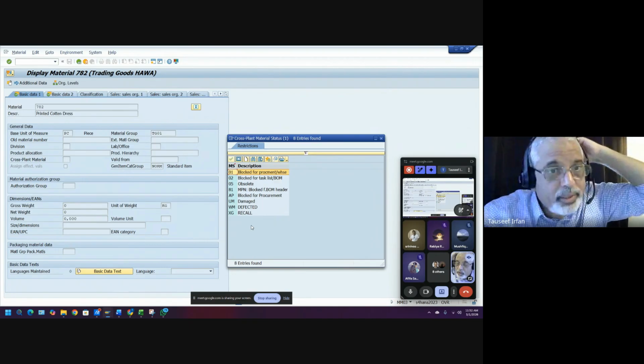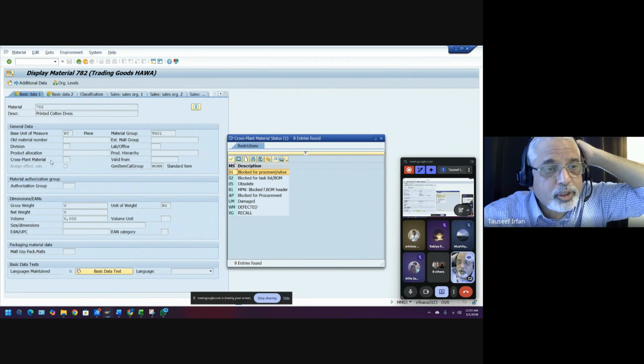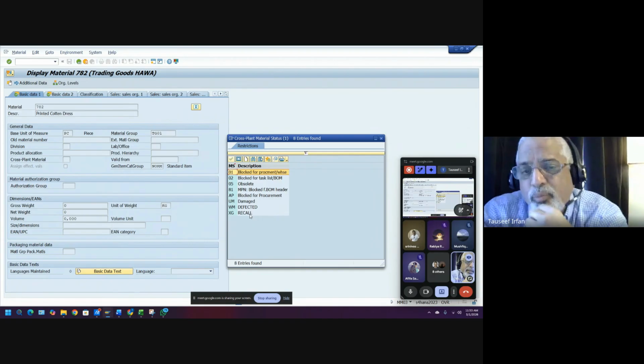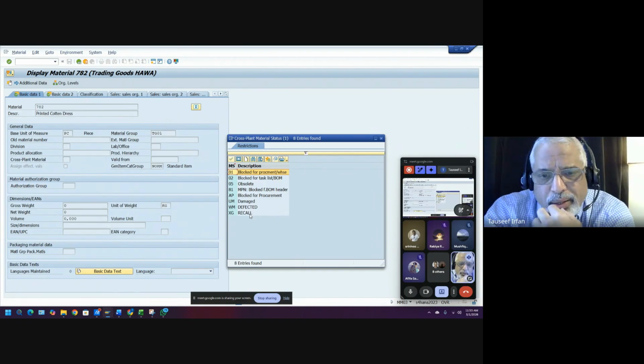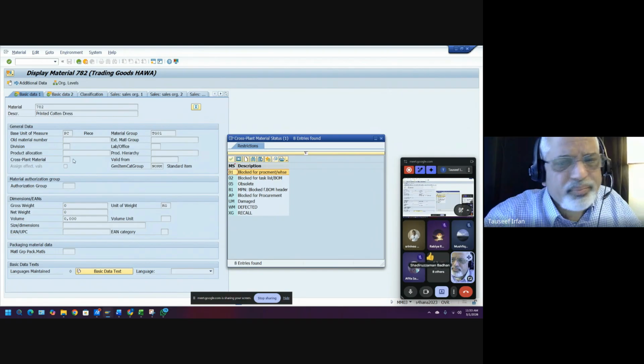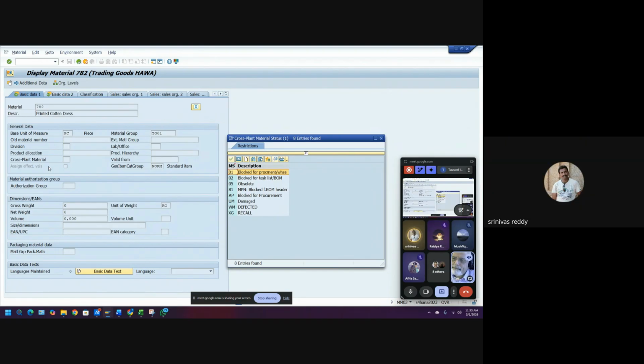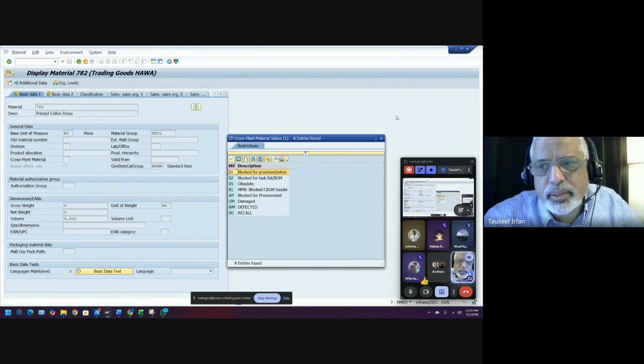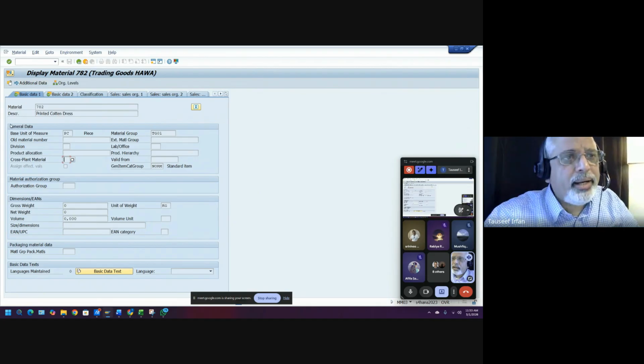So then what do you do? You go to the client level data. You set the cross plant material for Tylenol as recall. So nobody can move. No goods movement is possible because you set it as recall here. All the plants are blocked now. Everybody understood how you control? Very important to understand all that data. Okay, very good. Now you understood the client level data.